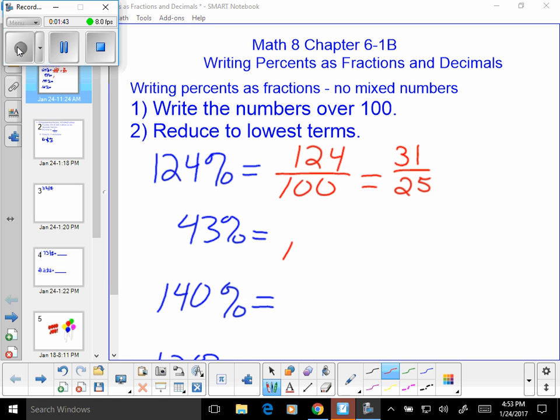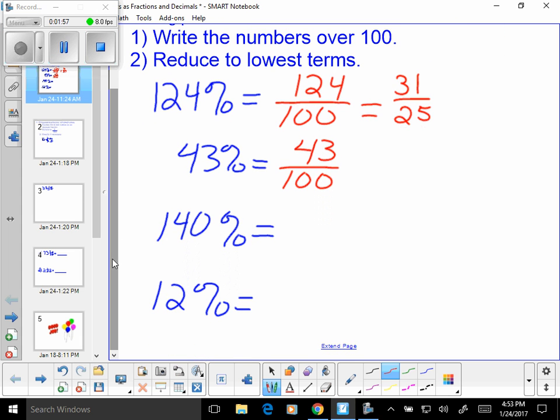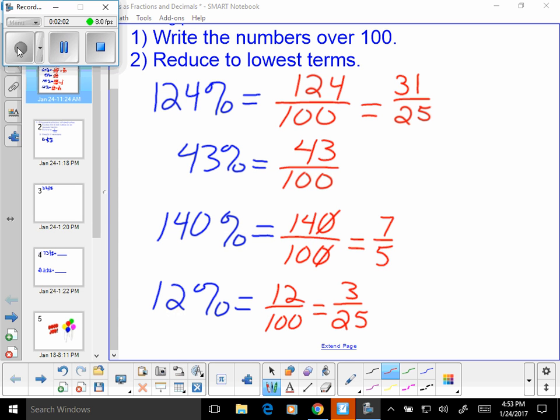43%. Once I put the denominator as a 100, I no longer need the percent sign. It's 43 as my numerator. And this one is already in lowest terms, so I can move on. But I want you to press pause and do the last two. I hope you got them right.